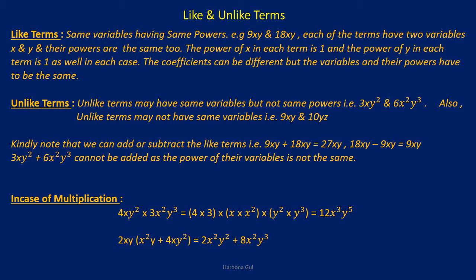Unlike terms may have the same variables but not the same powers, that is 3xy squared and 6x squared y cubed. Also, unlike terms may not have the same variables, that is 9xy and 10yz, or 9xy and 9z, etc. Now kindly note that we can add or subtract the like terms, that is 9xy plus 18xy is equal to 27xy. And 18xy minus 9xy is equal to 9xy. But 3xy squared plus 6x squared y cubed cannot be added, as the power of their variables is not the same.